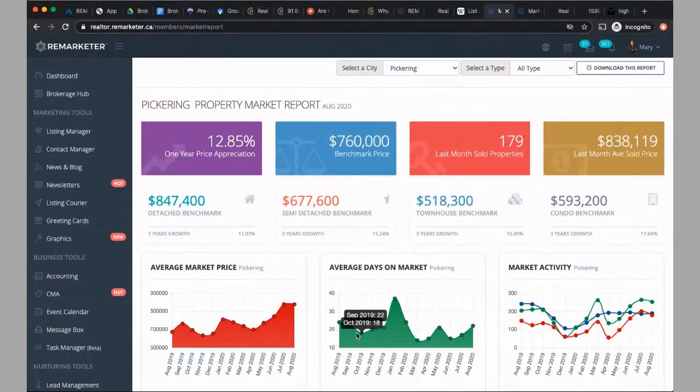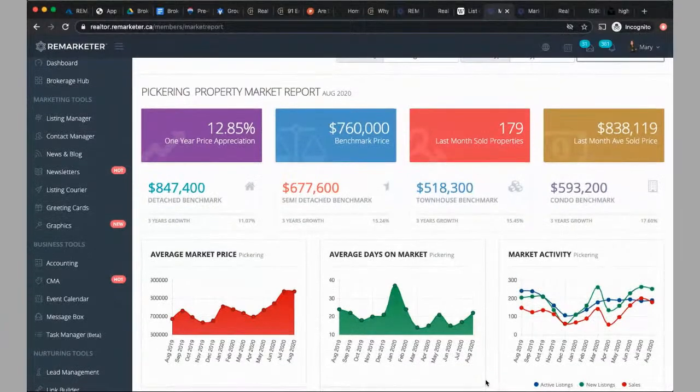Now, the average DOM, this is a big thing. It fluctuates a lot, but you can see in January and February we had the highest DOMs, and then obviously in March and April we had the lowest. We had the pandemic coming, it went up again, went down again, and it's going back up again. So you can see the trend in DOM as well.